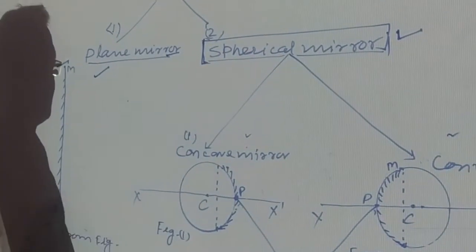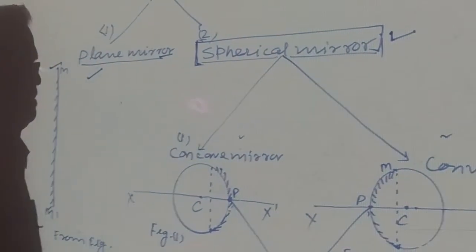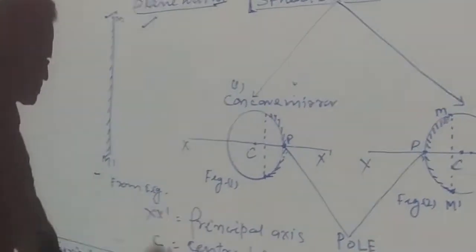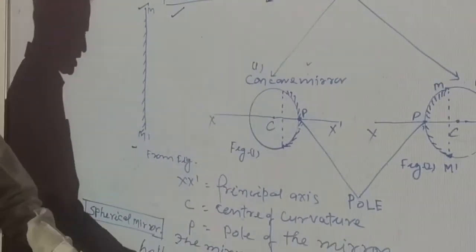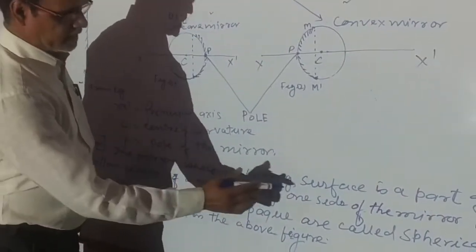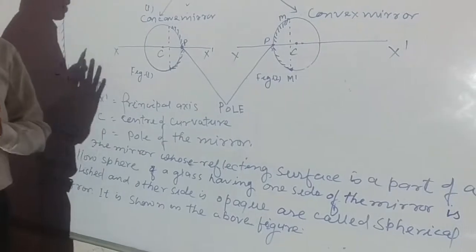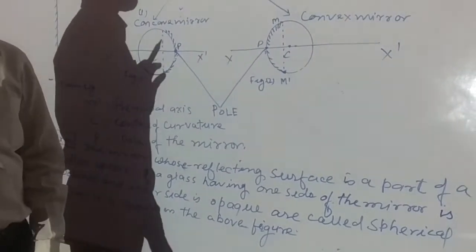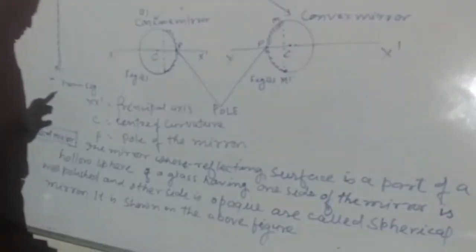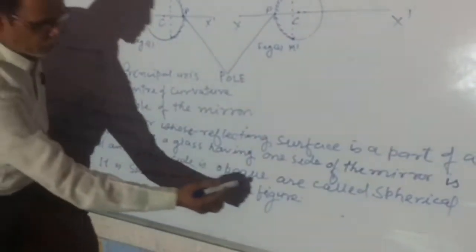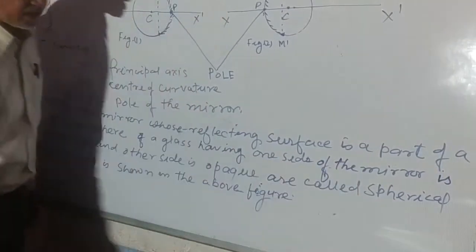What is a spherical mirror? Let us define it. The spherical mirror is a mirror whose reflecting surface is a part of a hollow sphere of glass, having one side of the mirror well polished and the other side opaque. They are called a spherical mirror.